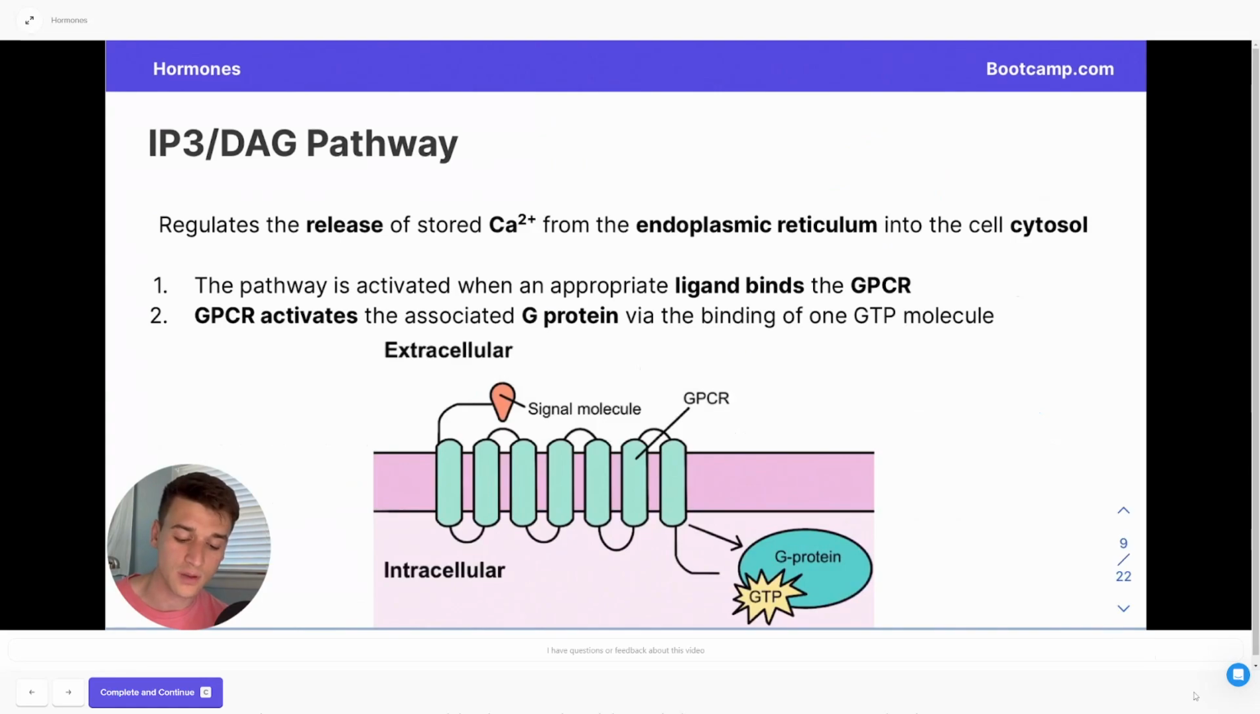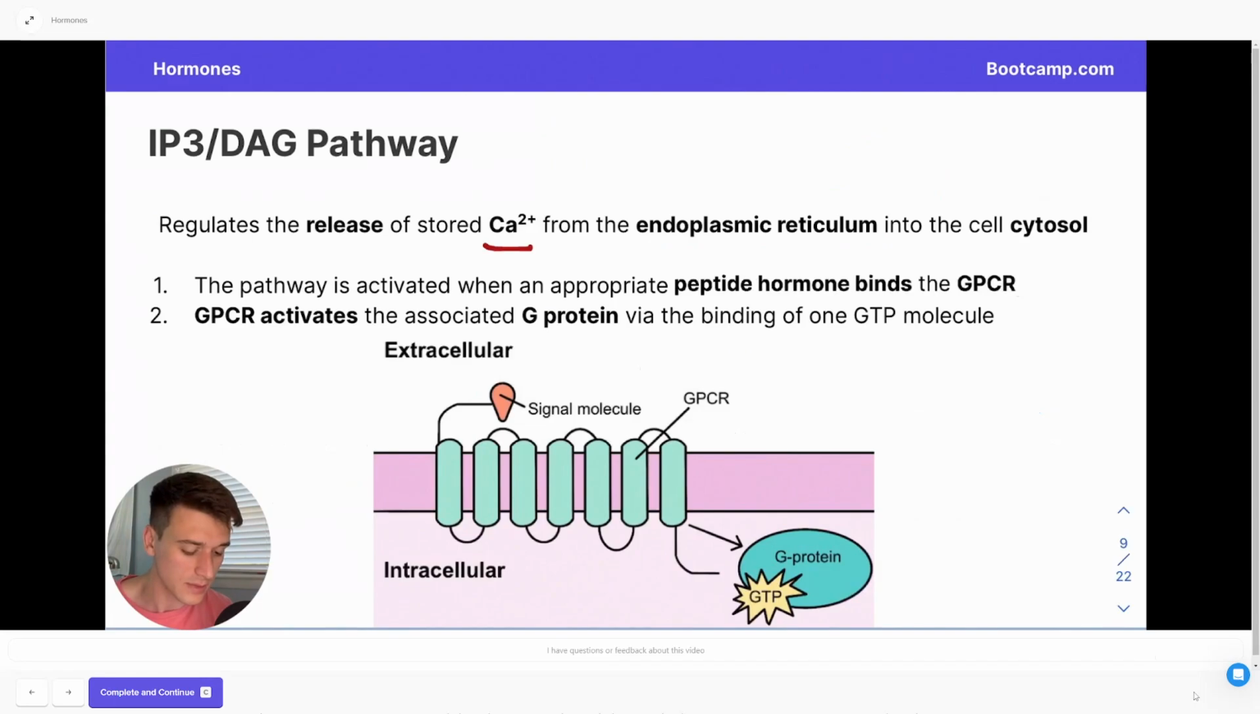Alright, so let's go ahead and kick off the IP3 DAG pathway discussion, and I'd like to preface by saying the reason it's called the IP3 DAG pathway is that IP3 and DAG are two secondary messengers that are eventually going to be created in this pathway, and we'll get there. Don't worry about that just yet. And as always, I really like to keep the broader perspective in mind as we move through something as microscopic as this pathway. So as we're moving through each step, remember that this pathway at its core is about releasing calcium 2+ from the endoplasmic reticulum.